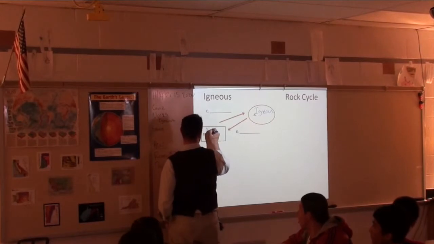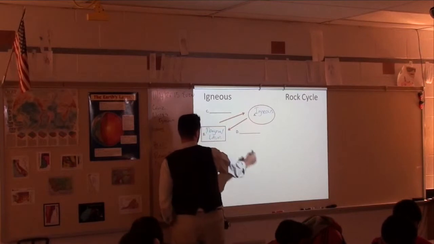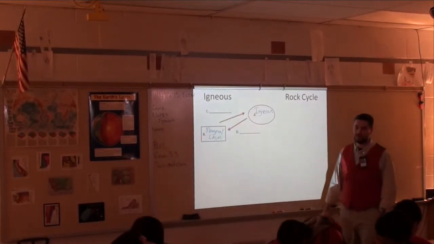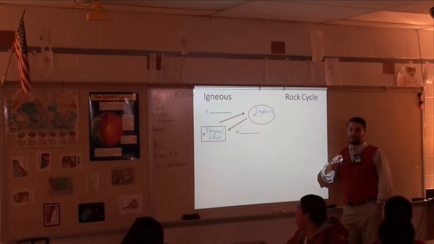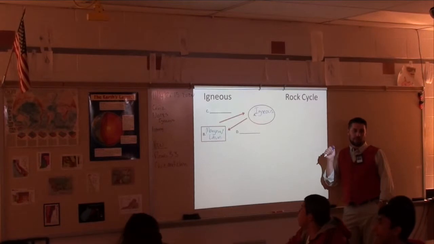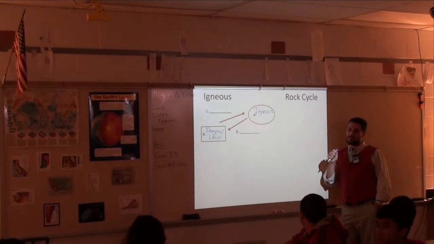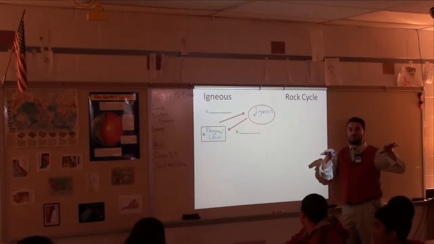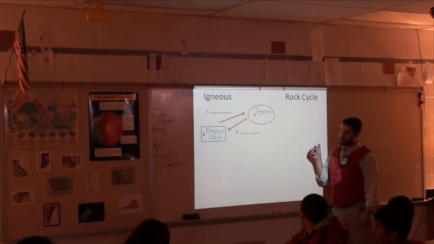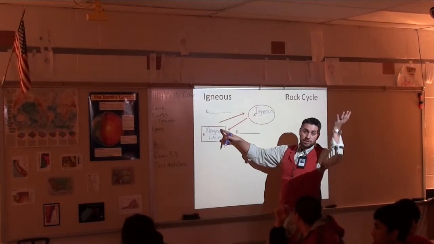Okay, so I'm going to write it like this. Magma and lava. What's the difference between magma and lava? It's not the temperature, the color, or the texture. It's not how dense it is, it's where it comes from. Where do we find lava? Volcanoes. Where are volcanoes? They're on the surface. So lava is on top of the earth, and magma is underneath the earth, underneath the crust.